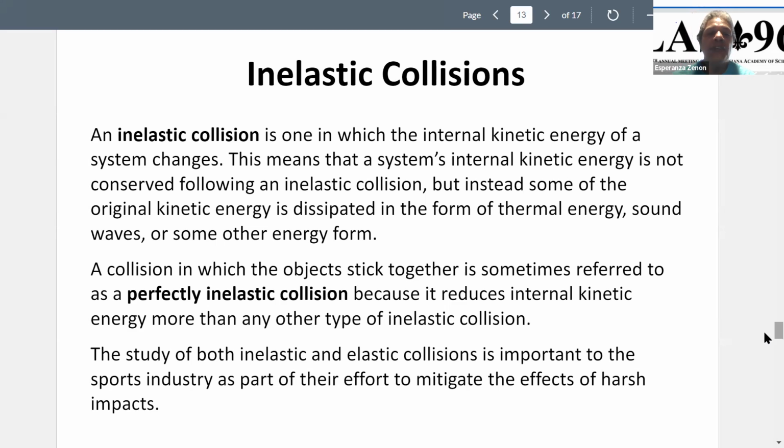So they give you an example down there, like sports. Understanding momentum and momentum conservation and elastic and inelastic collisions is a really big part of sports, right? That's how they were able to begin to develop protective gear, by understanding this whole idea of collisions.